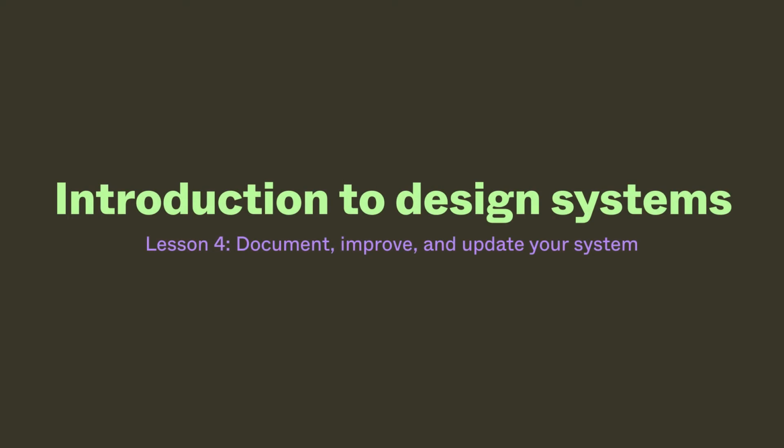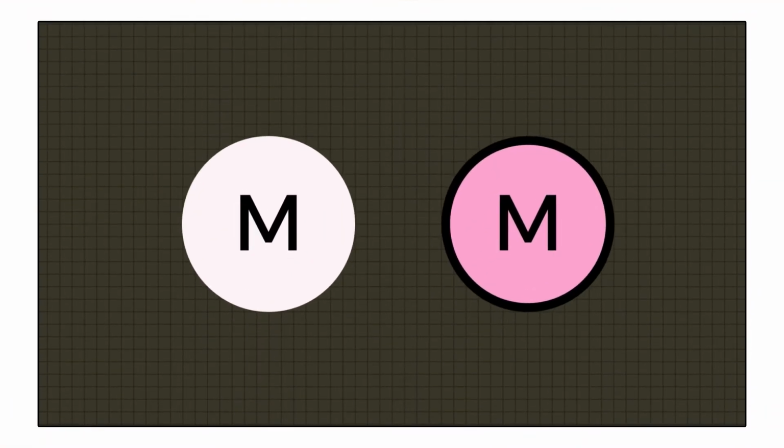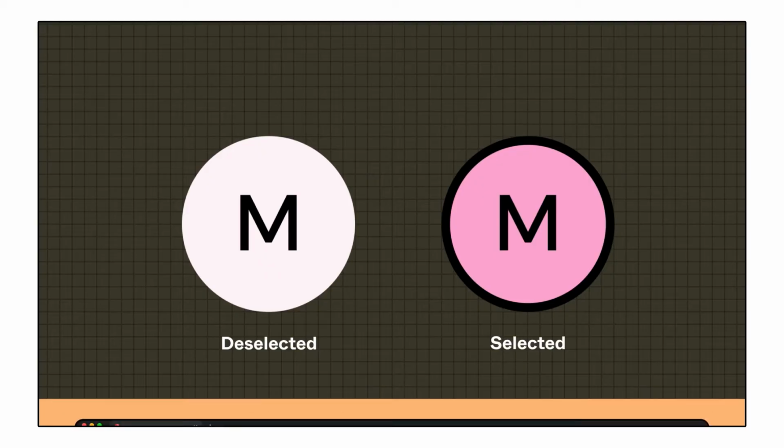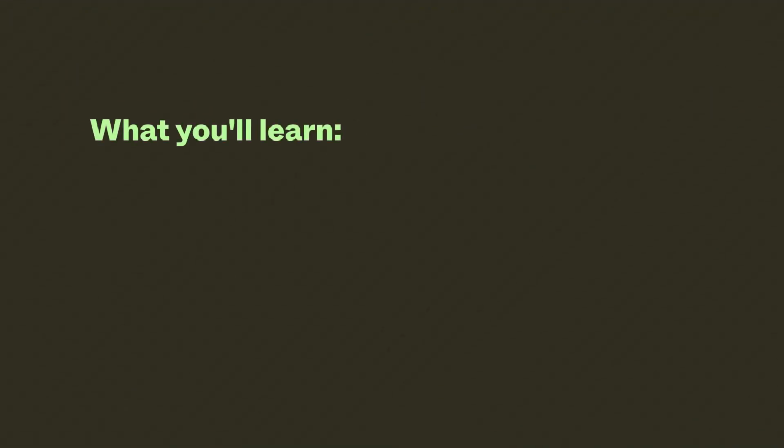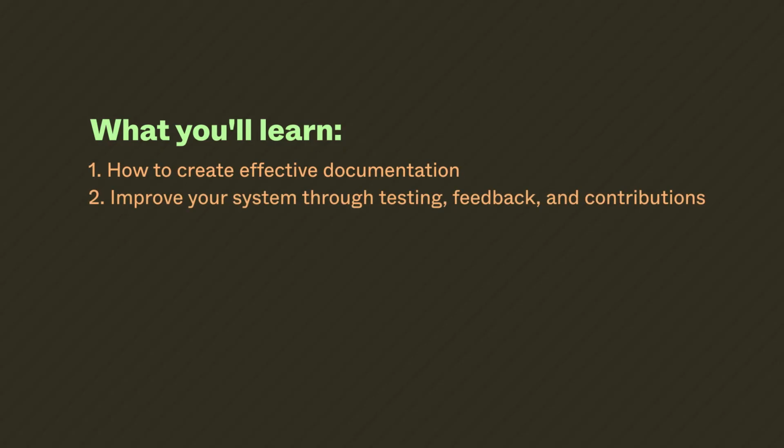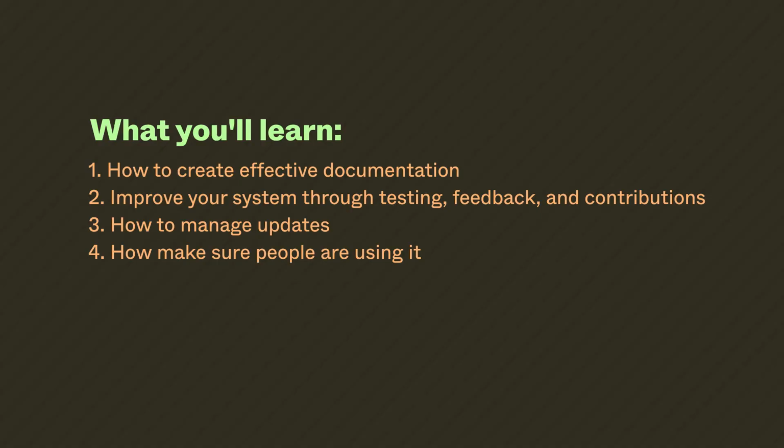Welcome back. In the previous lesson, we saw the Habitz team build out aspects of their design system in Figma. In this lesson, let's learn a few ways to support the ongoing success of your design system, like effective documentation, improving your system through testing, feedback, and contributions, how to manage updates, and how to make sure people are using it.